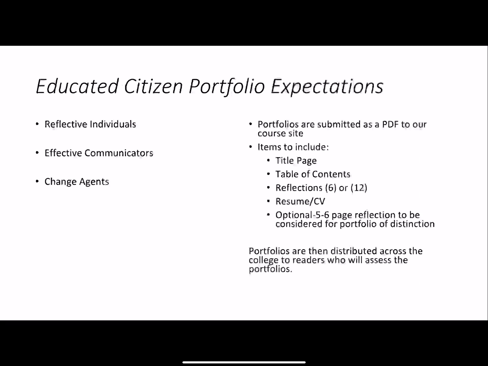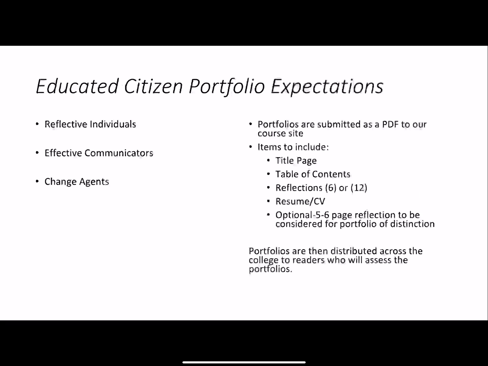First of all, it will be a title page, and the title page should include your name, your degree, and many students title it as the Educated Citizen Portfolio. Next, you need a table of contents, which will outline all of the components of your portfolio.